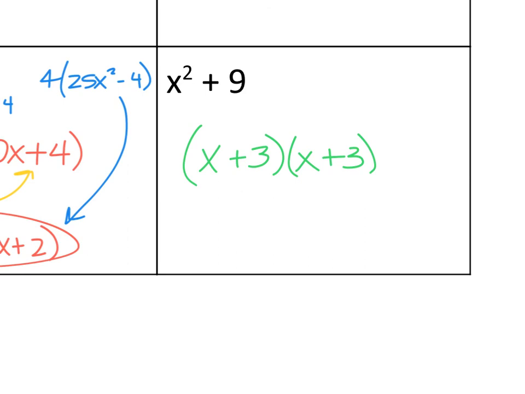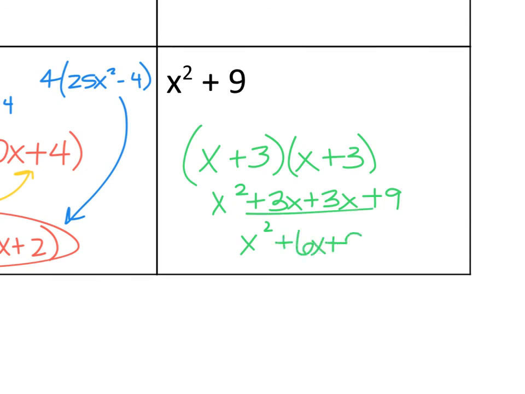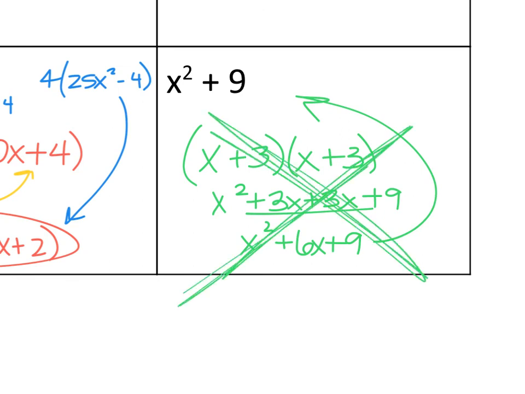And so when you try to multiply this back out, sorry, my thing is delaying. If you try to multiply this back out, you're going to get x squared, plus 3x plus 3x plus 9. This middle part doesn't cancel, so you get x squared plus 6x plus 9, which is not what you had in the beginning, so this is wrong. This right here does not factor. Because this is addition, it does not factor.